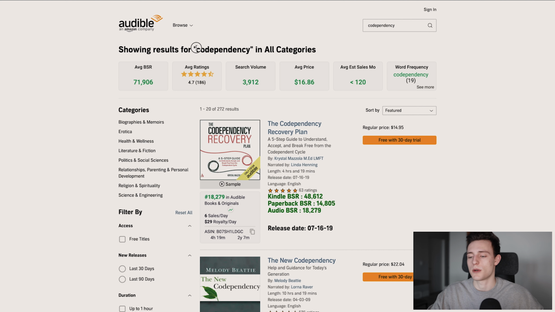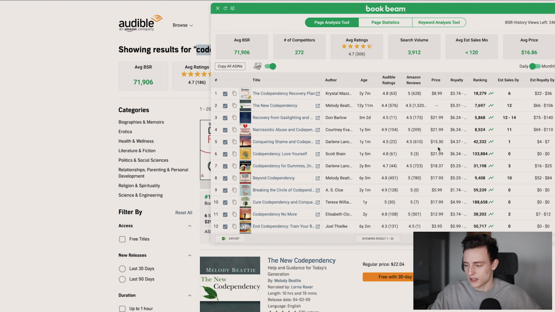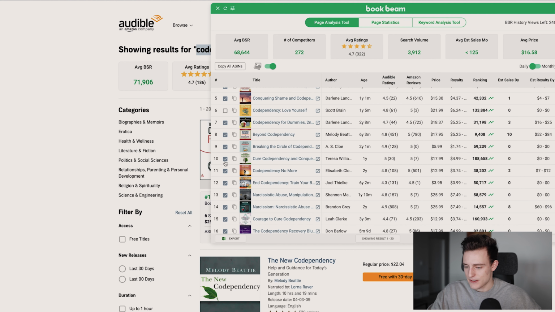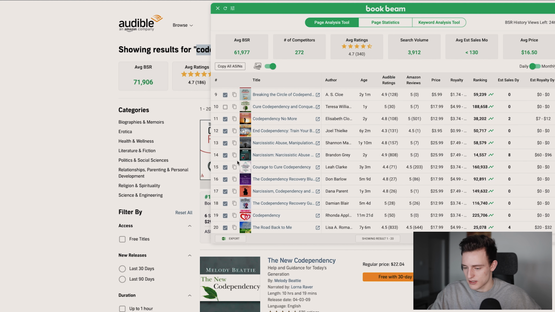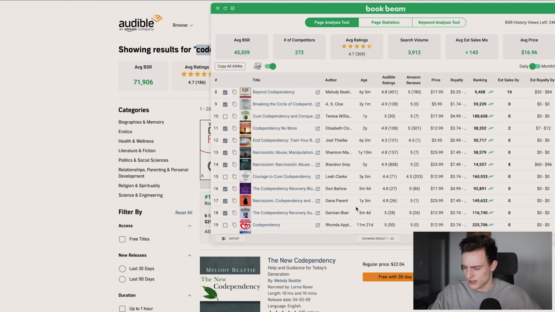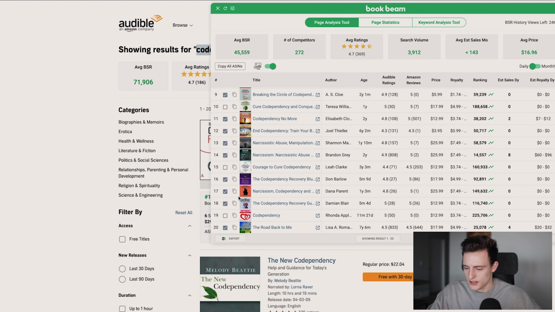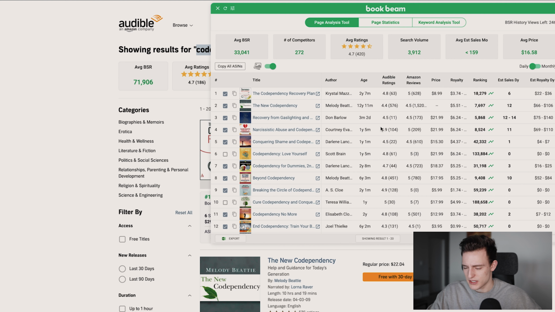Looking at another example, we have codependency here. The average BSR for this one is 70K, and again, if I remove some outliers, I think it drops pretty low. So let's go here. You can see there is an outlier here, and another outlier here. There must be one that's really skewing this. It's just a few 200Ks, 100K. So after removing some of those outliers, it gets us down to 45K. And let's see, this one maybe, this one. So it gets us down to 33K.